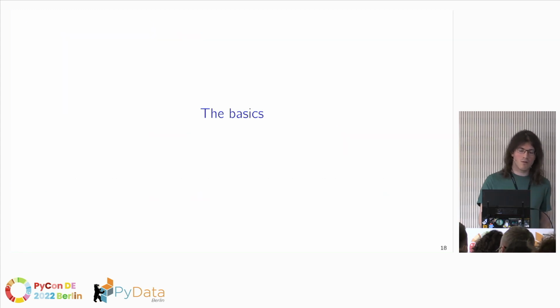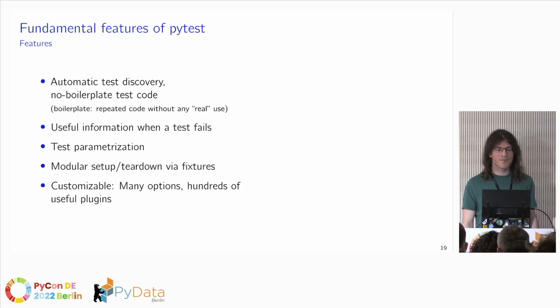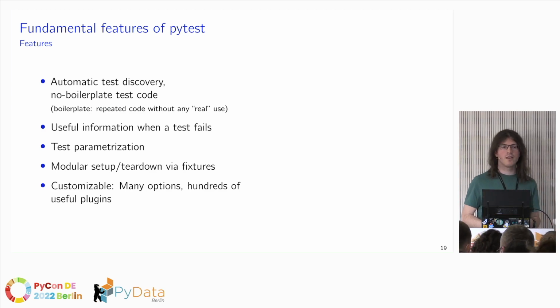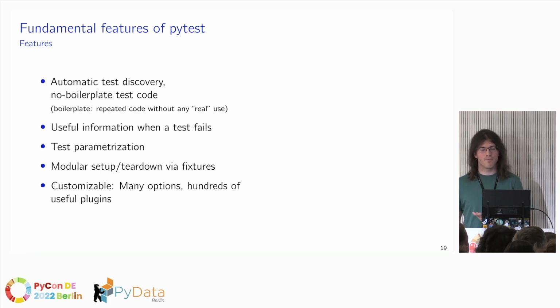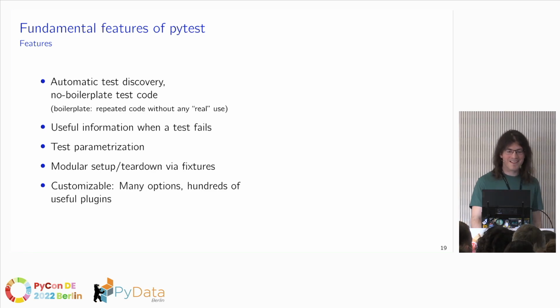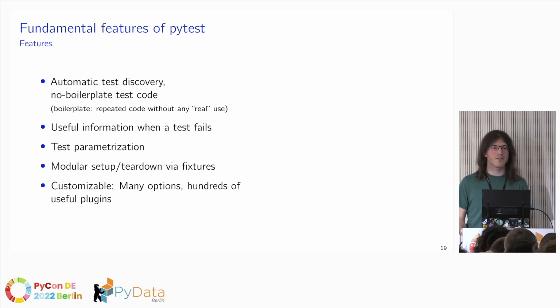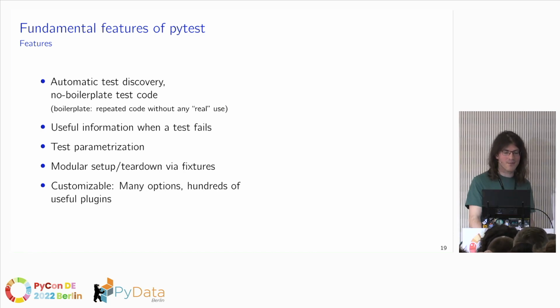So why should you use pytest? It discovers your tests automatically, which leads to test code without boilerplate. Boilerplate is what you call all that code which you need to write, but doesn't really do anything. If you have written a hello world in Java before and then a hello world in Python, you probably got an idea what I mean. pytest gives you useful information when a test fails, with coloring, syntax highlighting, and I will also show you a couple more demos in a second.